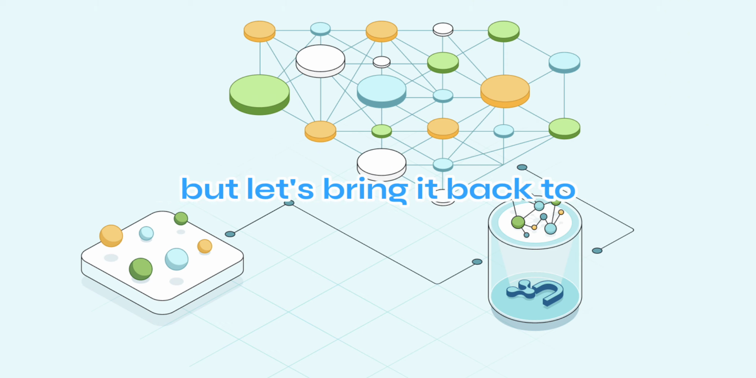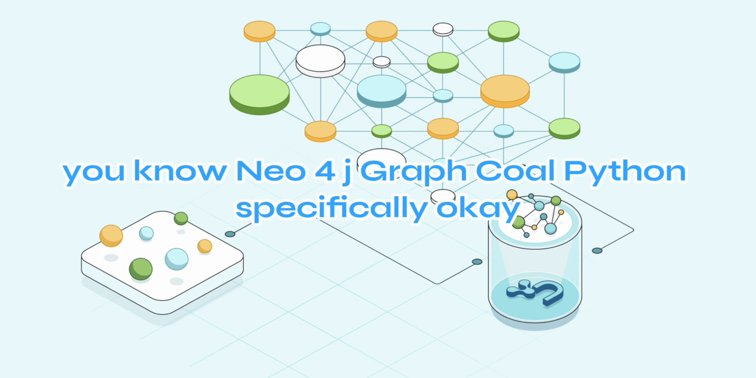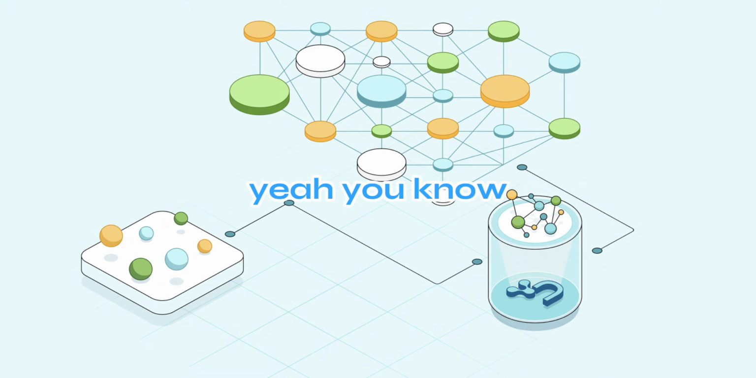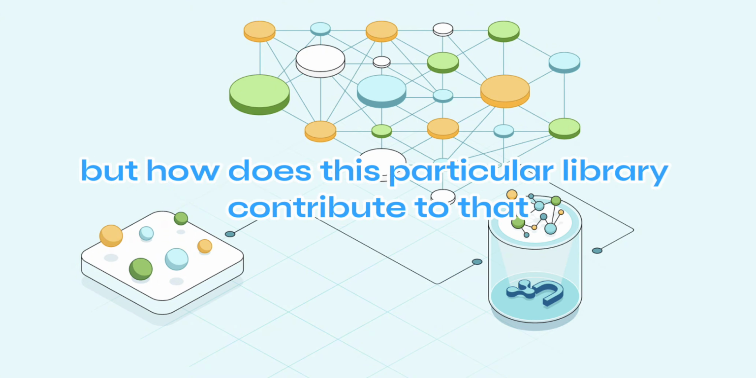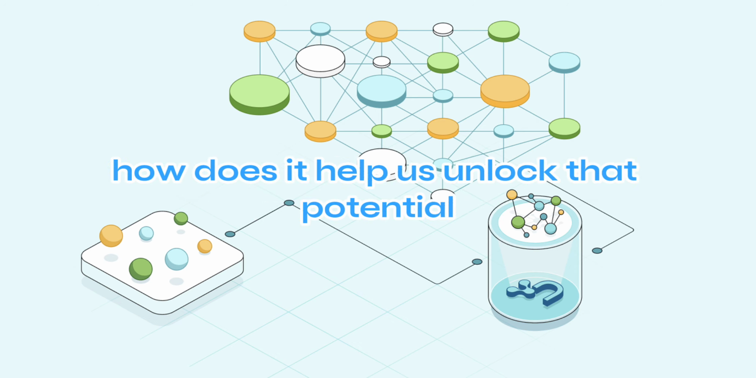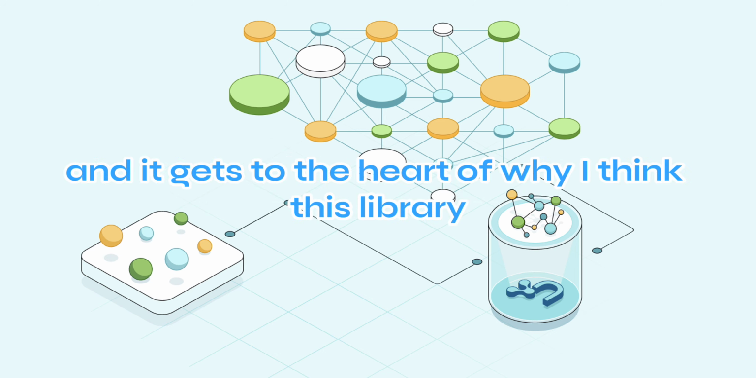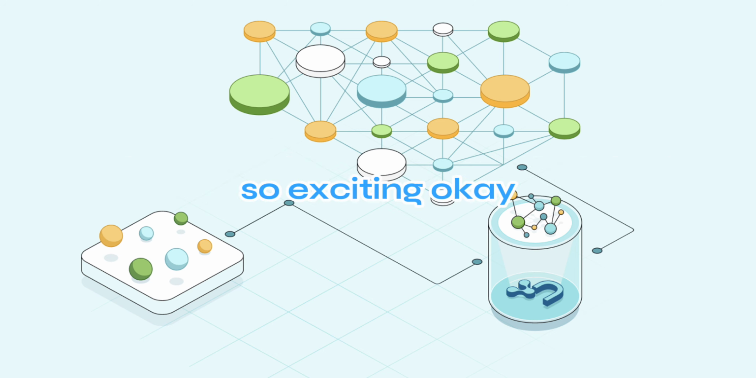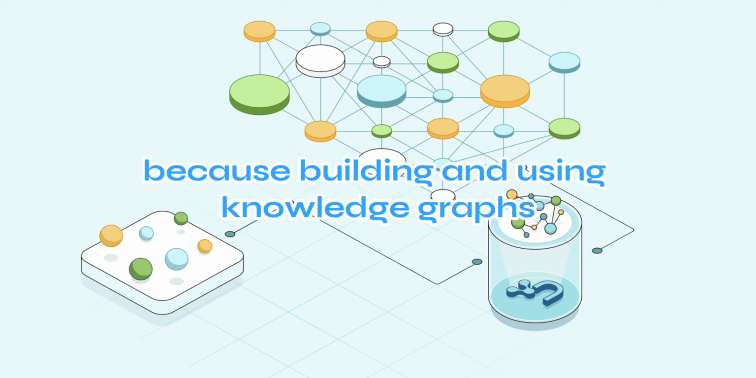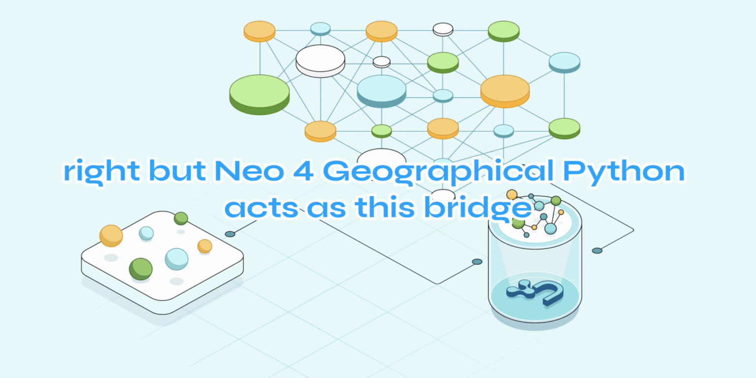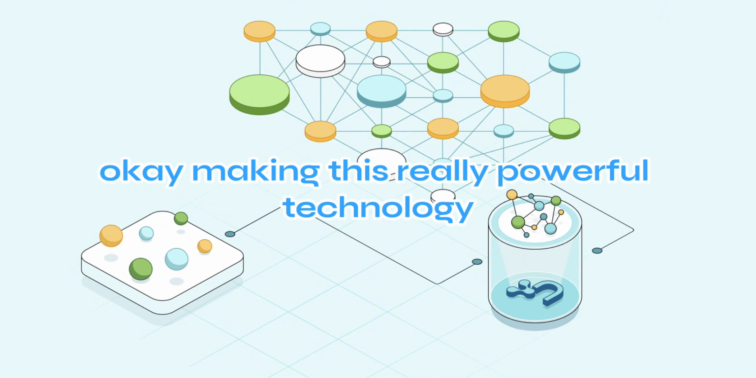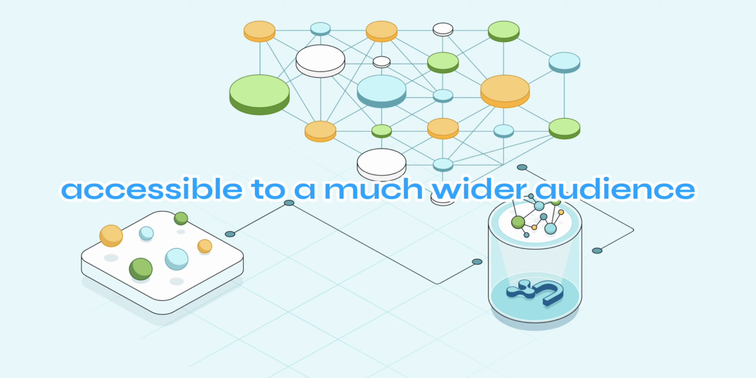I agree. But let's bring it back to Neo4j GraphRAG specifically. We've talked about these broader implications of knowledge graphs, but how does this particular library contribute to that bigger picture? How does it help us unlock that potential? That's a great question. And it gets to the heart of why I think this library is so exciting. Building and using knowledge graphs can be complex, right? It often requires specialized skills and knowledge. But Neo4j GraphRAG acts as a bridge, making this really powerful technology accessible to a much wider audience.